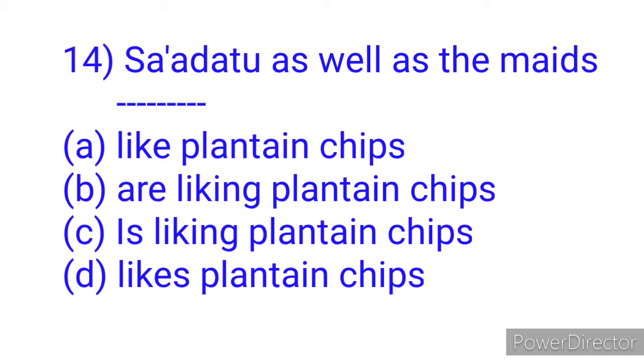In the rules of Concord, when the subject of a sentence is followed by words and phrases like "as well as", "along with", "besides", "not", etc., you should ignore the noun or nouns that come after any of these phrases or words and use a singular verb if the subject is singular and a plural verb if the subject is plural. Now, in this question, the subject is Sadatu, which is singular, and because it is followed by the phrase "as well as", we will ignore the other noun, mates, after it and use a singular verb.